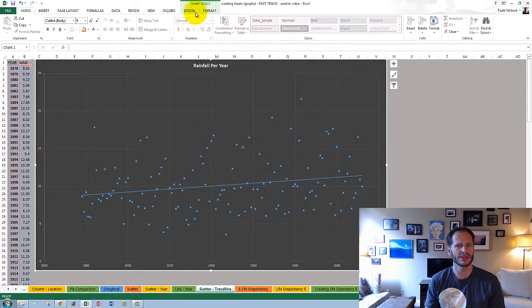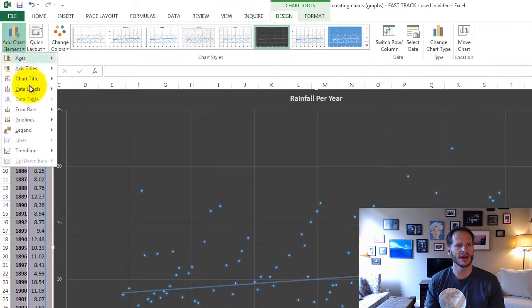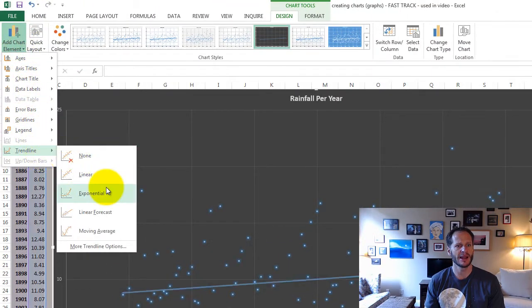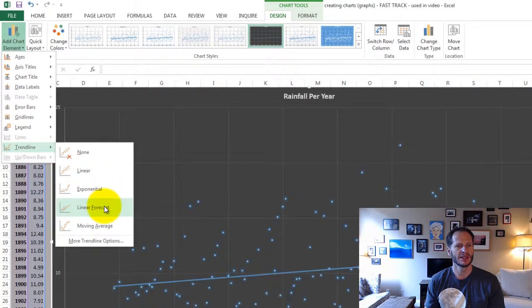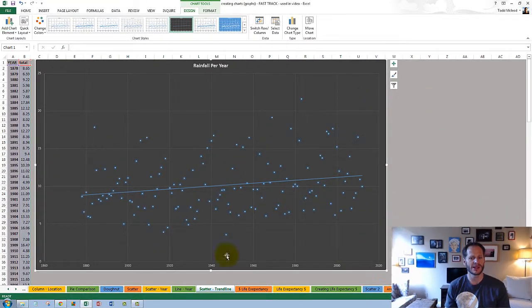So once again, just click your chart, go to design, add chart element, trend line, linear, exponential, linear forecast. So that's how you add a trend line to it.